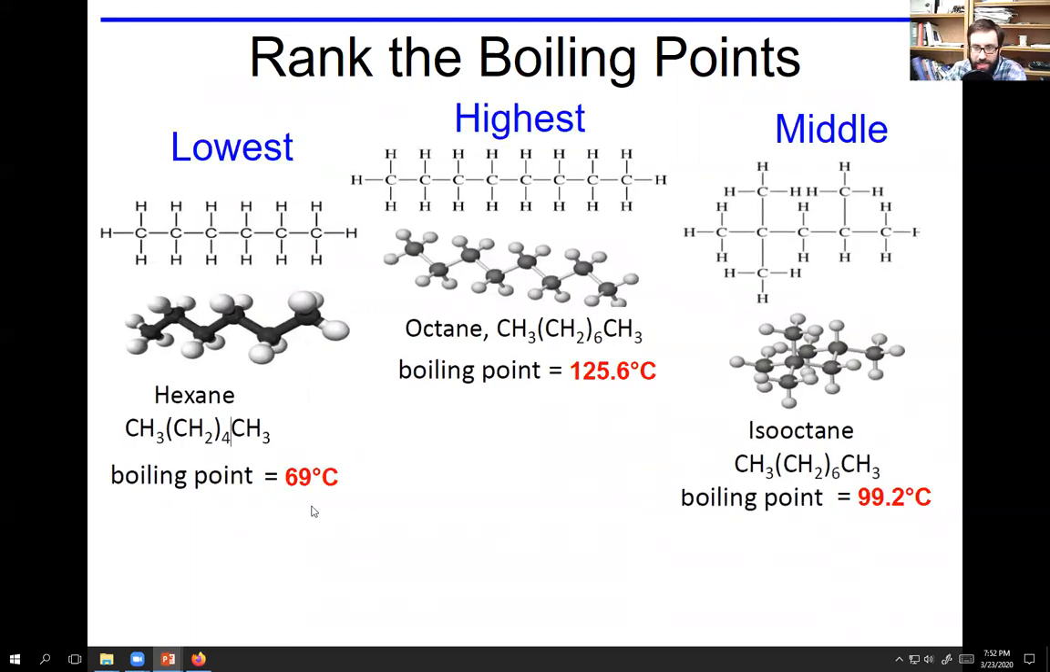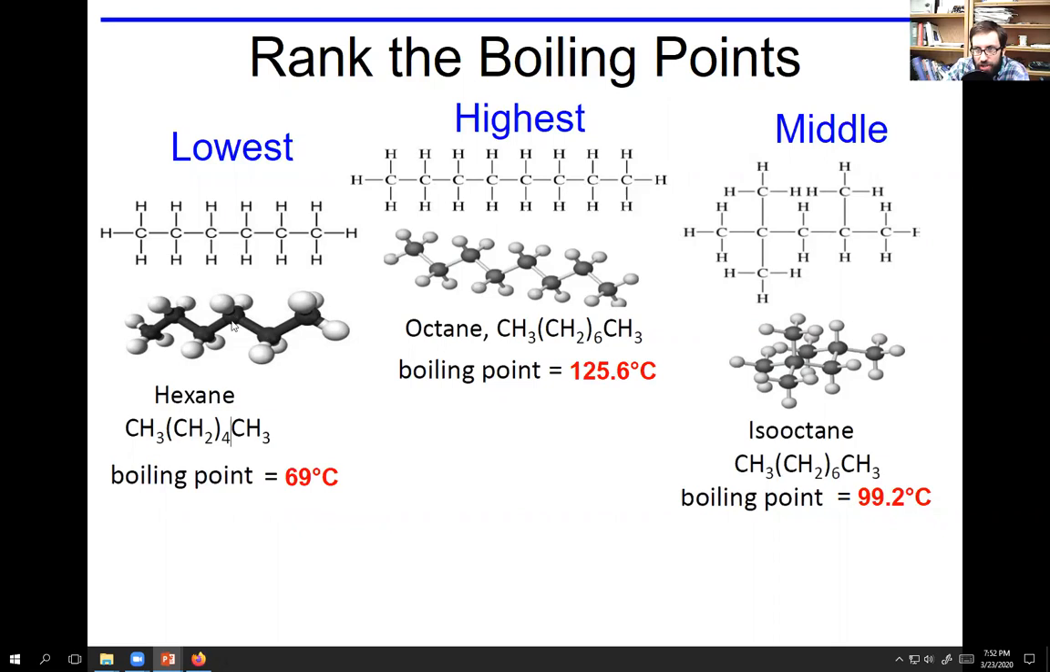The lowest one, at 69 degrees centigrade, is hexane. That's a C6 carbon chain, all carbon-hydrogen in all these molecules, okay? So that means they're nonpolar, but they have different shapes, right? Hexane has the lowest boiling point. Compared to octane, it has a much higher boiling point. Octane has 8 carbons here.